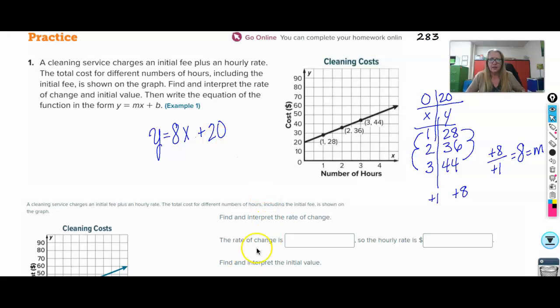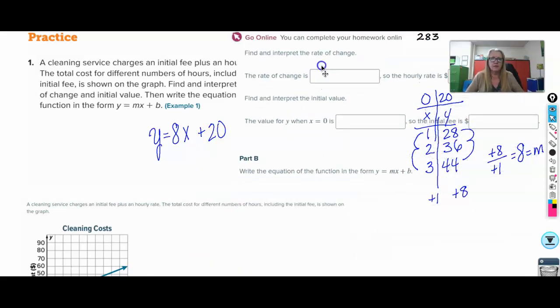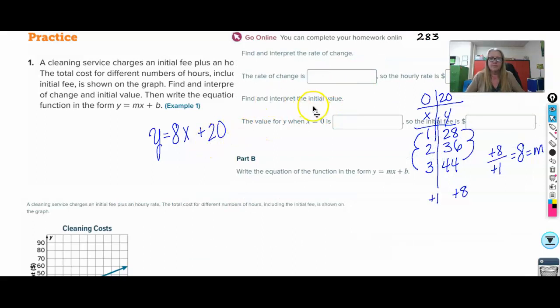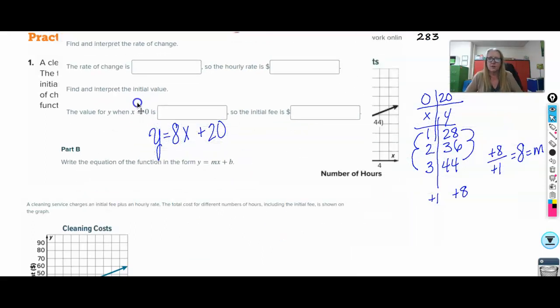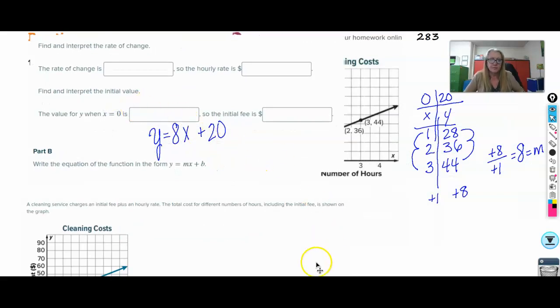So when we go to enter this on McGraw-Hill, here's what we'll have. On McGraw-Hill, it says the rate of change is 8. That's your slope. So the hourly rate is $8. Same number goes in those two boxes. It won't always be the case though, so you've got to watch the whole video. The value for y when x is 0 was positive 20. So you just type 20. So the initial fee is 20. You don't type the little dollar sign because they put it in for you.